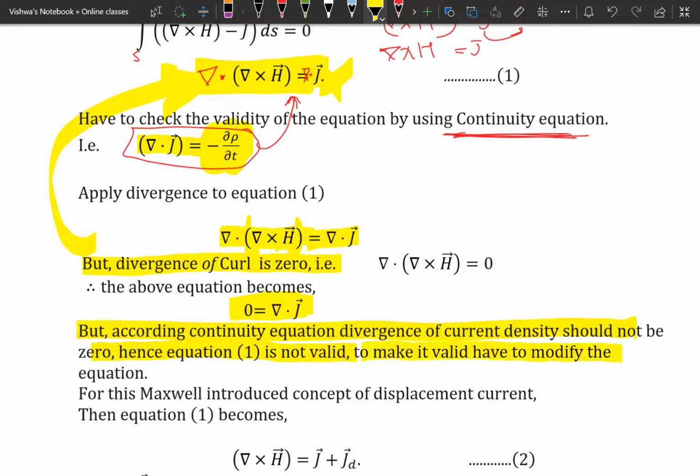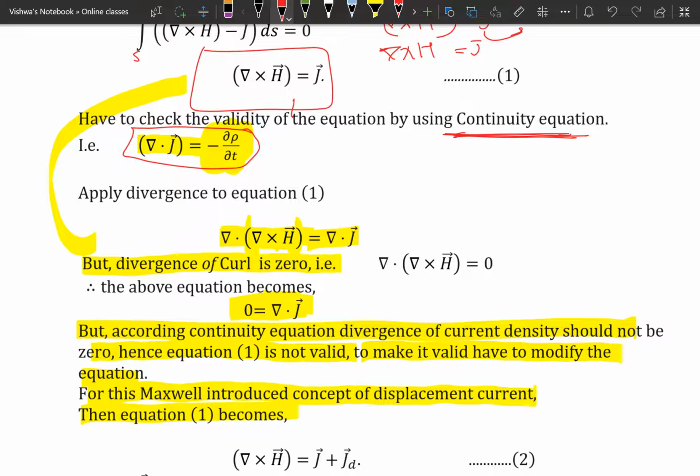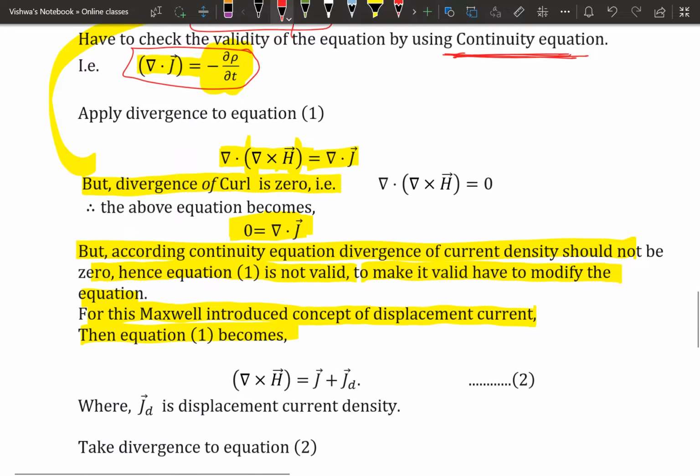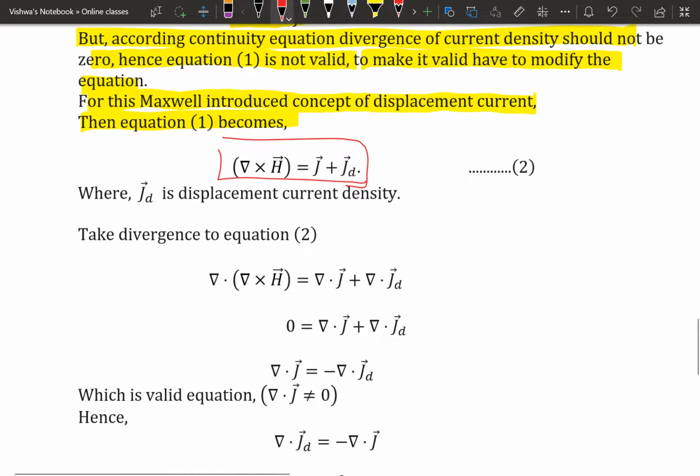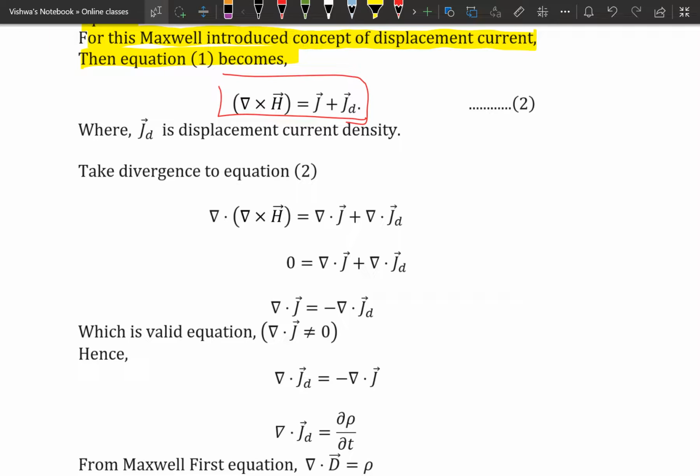To make it valid, Maxwell introduced the concept of displacement current. Then this equation is modified. Which equation? Equation 1 is modified by adding the displacement current density, that is Jd. Now check once again whether this equation is valid by applying the same concept. So equation 1 is modified like this: del cross H equal to J plus Jd. Here Jd is the displacement current density.